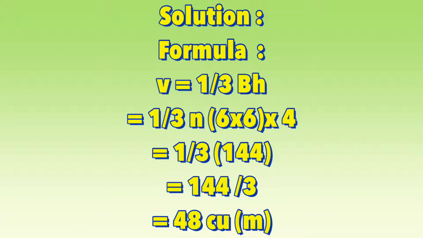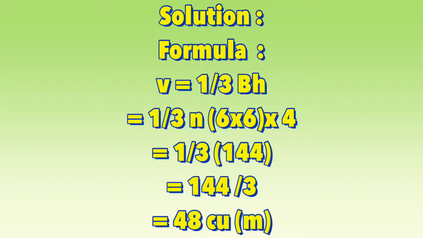Volume equals 1/3 base times height, and we have to write the given. The given is the square base side, 6 meters, and the height is 4 meters, and after that we have to substitute it in the formula. So volume equals 1/3 base. Square base is 6, so we're going to multiply the side, 6 times 6, then times the height, which is 4. Then the result, 6 times 6 times 4 equals 144.